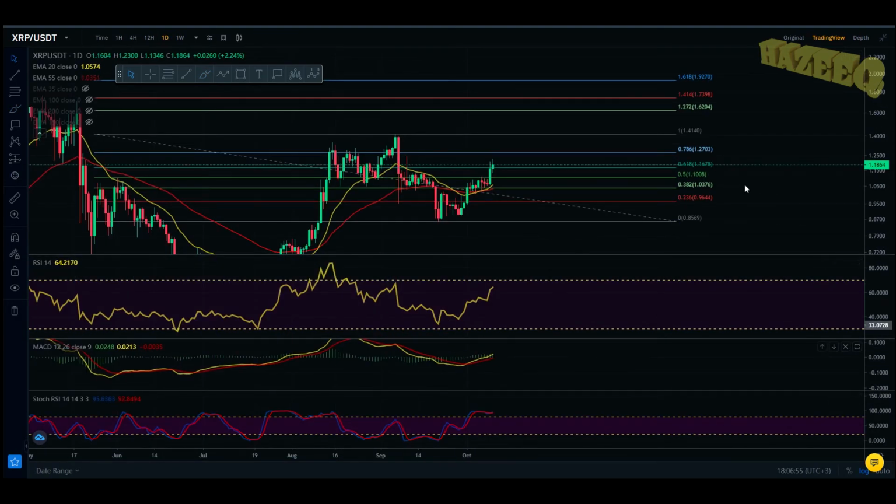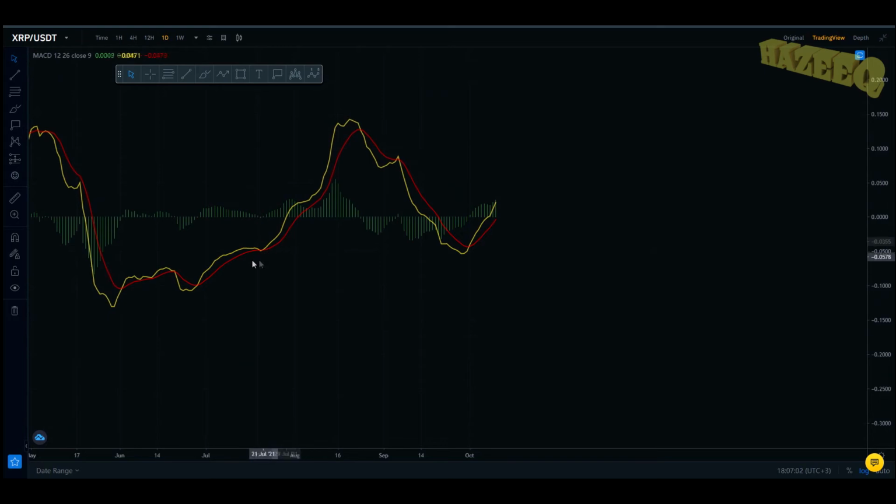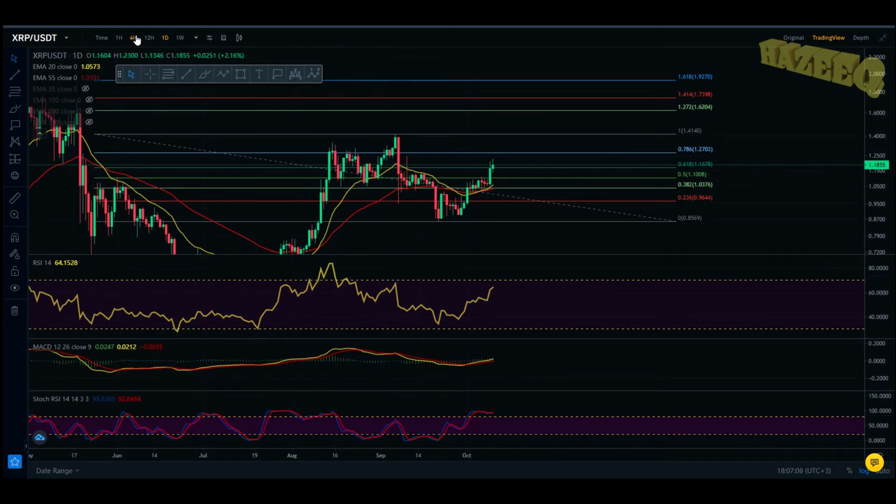Now, everything's looking good. MACD, we are in a bullish cross. Once you get the bullish cross on the daily chart, you can see there's a lot of appreciation. And I really do think we're doing very well.